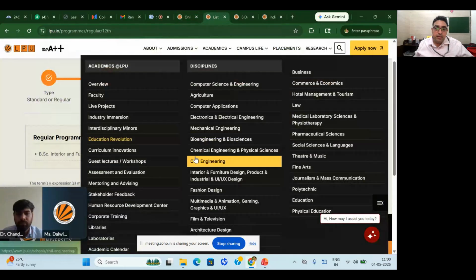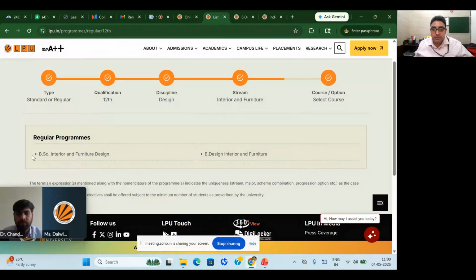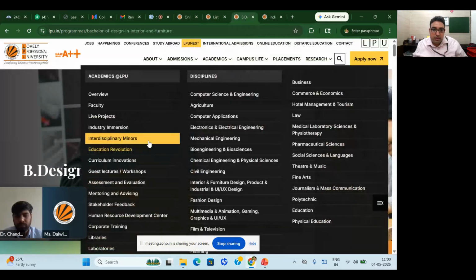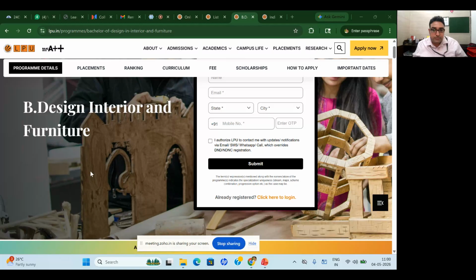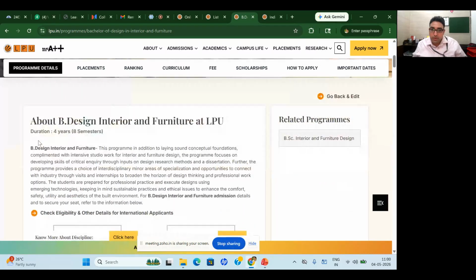And in design, interior and furniture, we are providing two programs. One is BSc Interior and Furniture Design, and another one is B Design Interior and Furniture. The difference is BSc is of 3 years duration and B Design is of 4 years duration. Let us proceed with the B Design Interior and Furniture. Let me tell you about the eligibility criteria. It is a 4-year, 8 semesters degree program.